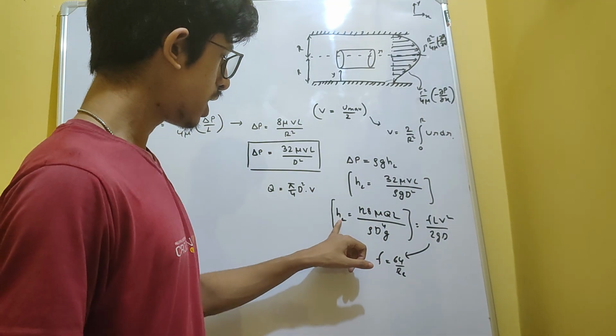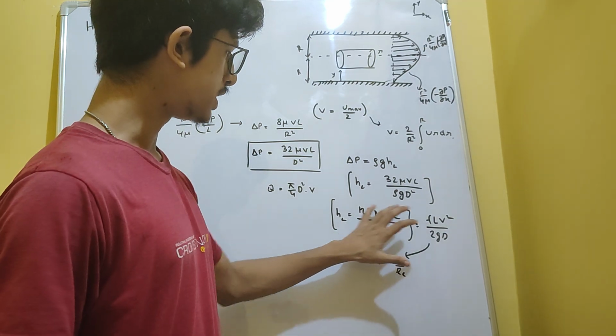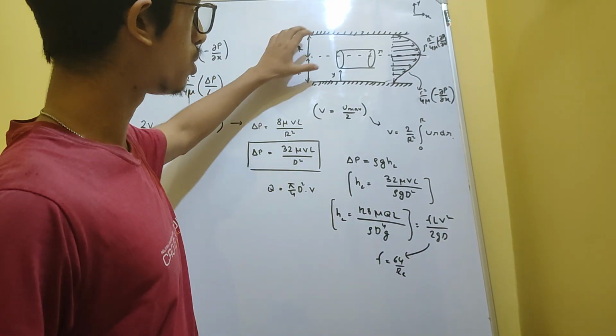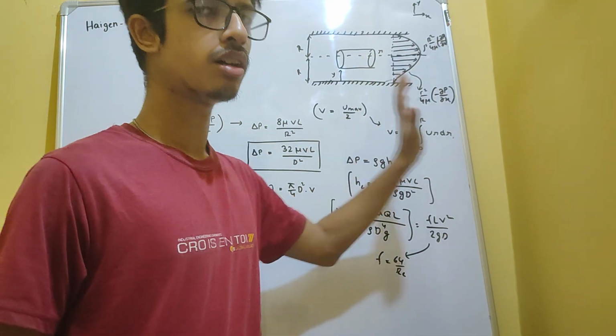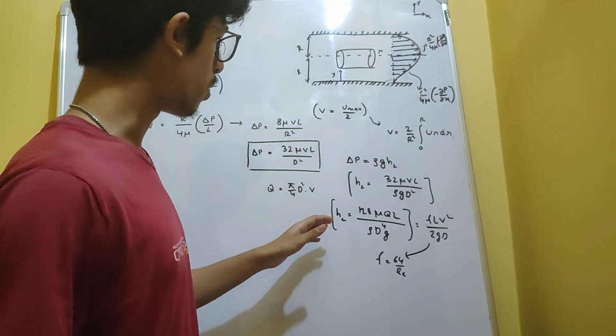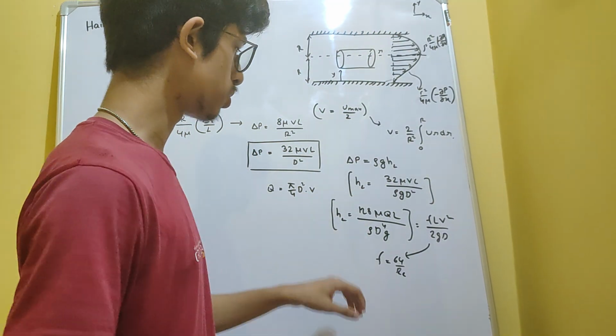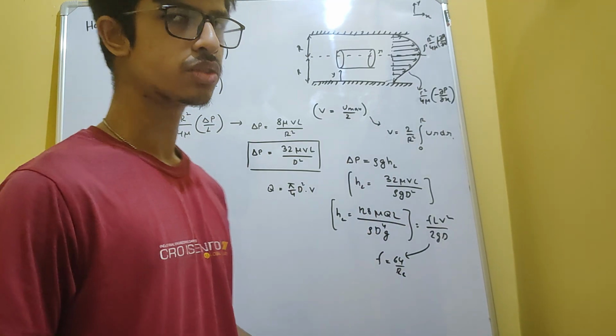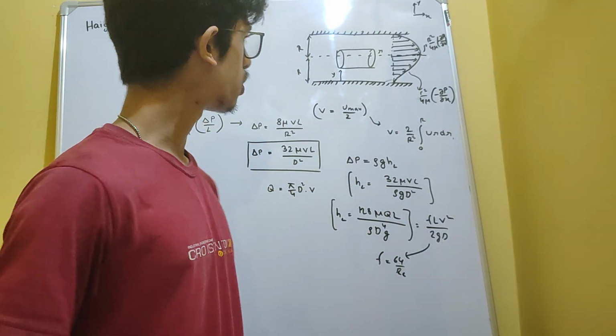And the head loss, if you observe, is dependent on these terms, like how the losses are going to take place when the fluid is going to flow through this circular pipe of radius R. What are the losses and how much loss is going to take place, we can calculate from this formula. So that's all for this video.